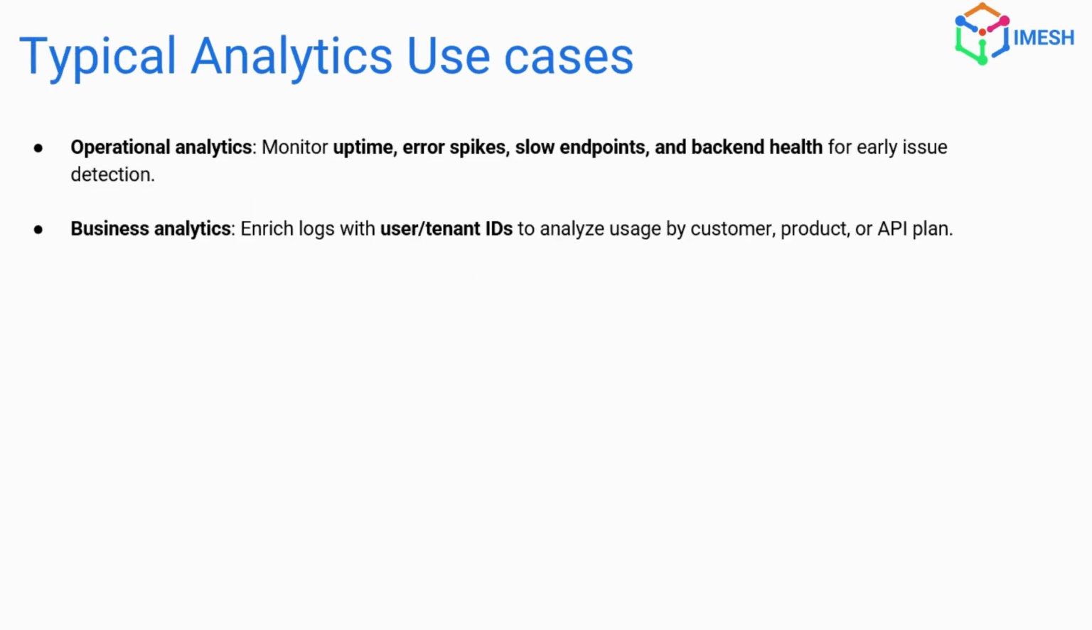Then we will see some typical analytics use cases. Operational analytics help monitor API uptime and detect issues like error spikes and slow endpoints. Business analytics, by enriching logs with user or tenant IDs, enable usage breakdowns by customer or product, aiding in product and monetization decisions.